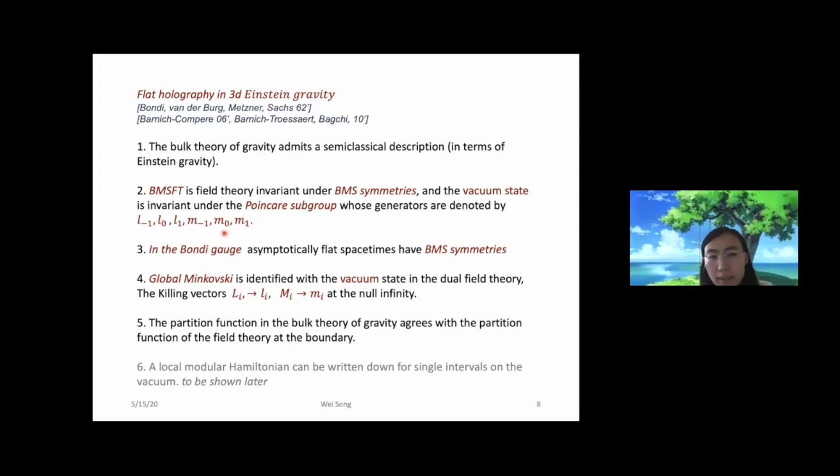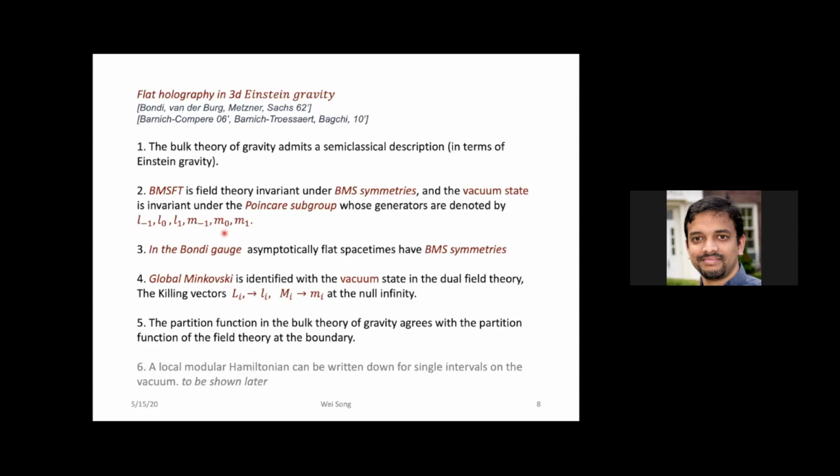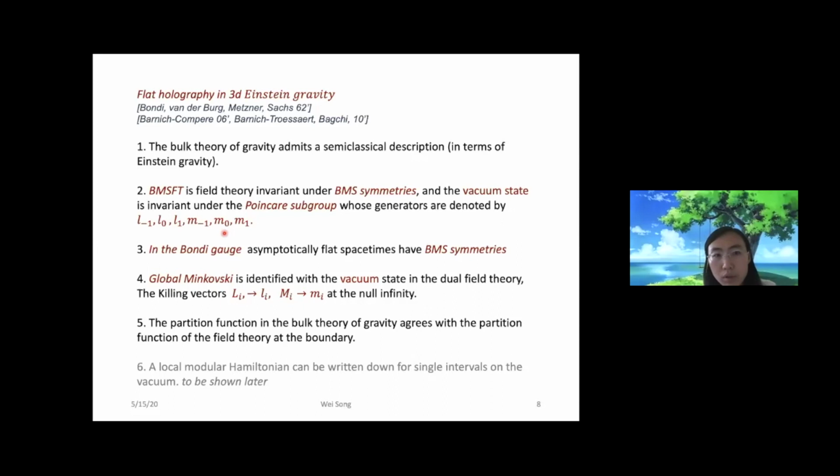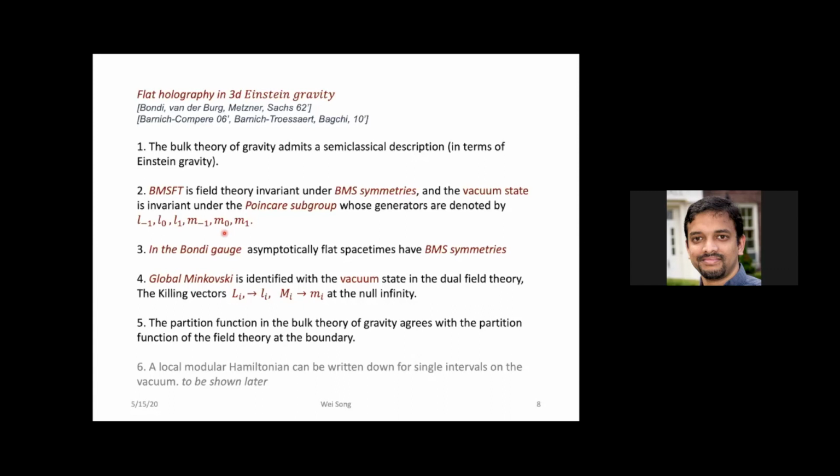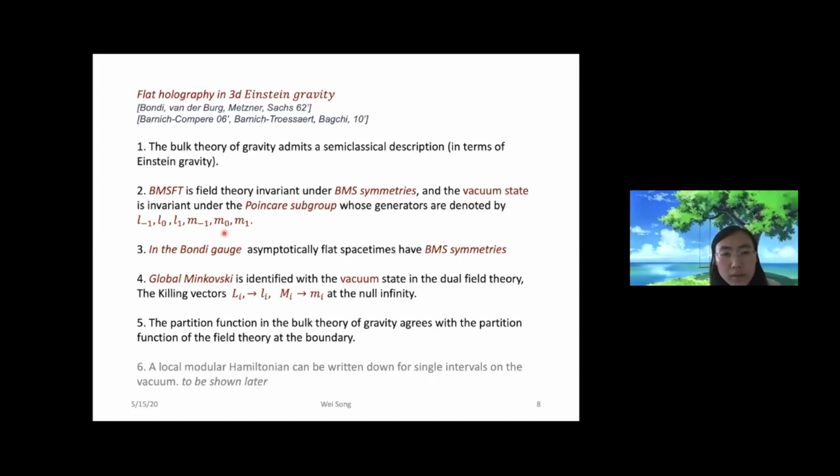But don't all the M's commute with each other? The M's commute with each other, but L and M don't commute. But if you're saying the Hamiltonian is M0, and M0 commutes with M minus two, then M minus two acting on the vacuum should also have zero energy. Well, the energy is M naught. L naught is the angular momentum.